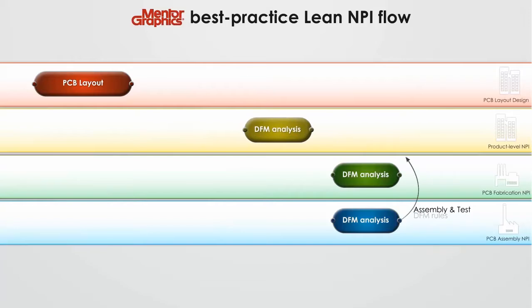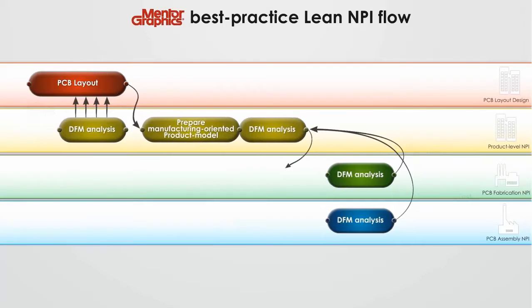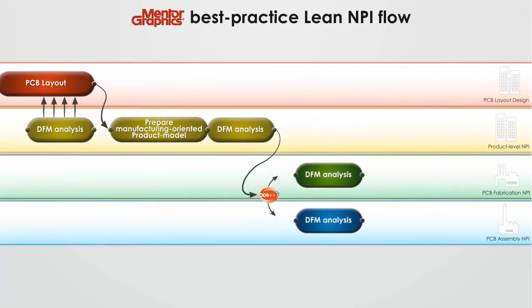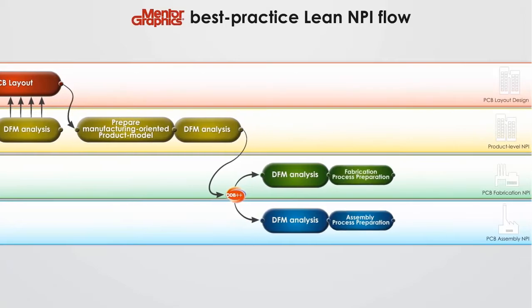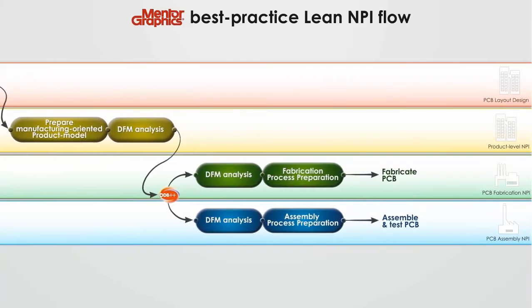The NPI engineers in fabrication and assembly, who manage their DFM rules in relation to their manufacturing processes, feed their rules to the NPI specialist at the design level, who manages them for use concurrently within the layout process. The result is the preparation of a single integrated ODB++ product model ready for final verification and handoff to the fabrication and assembly NPI departments.